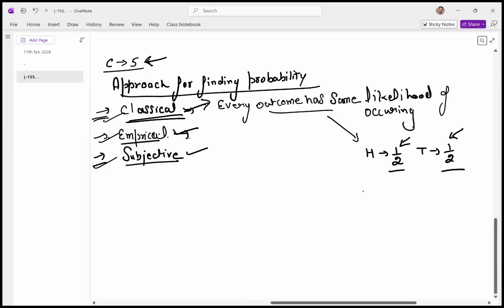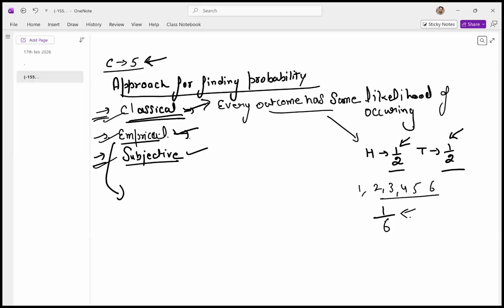And another example can be rolling of the dice. When you roll a dice, what is the probability of getting 1, 2, 3, 4, 5, 6? They all have equal opportunity of occurring. So each one of them has the probability of 1 over 6. So this is the classical approach.